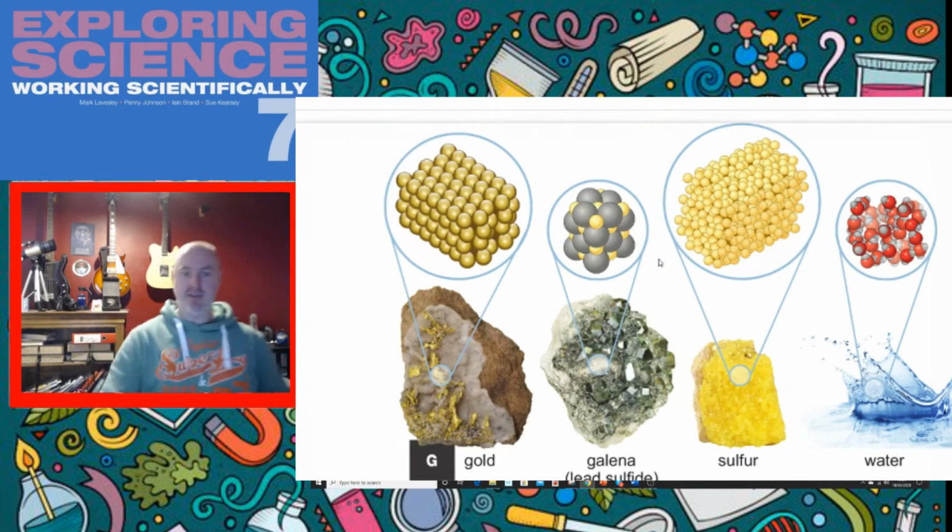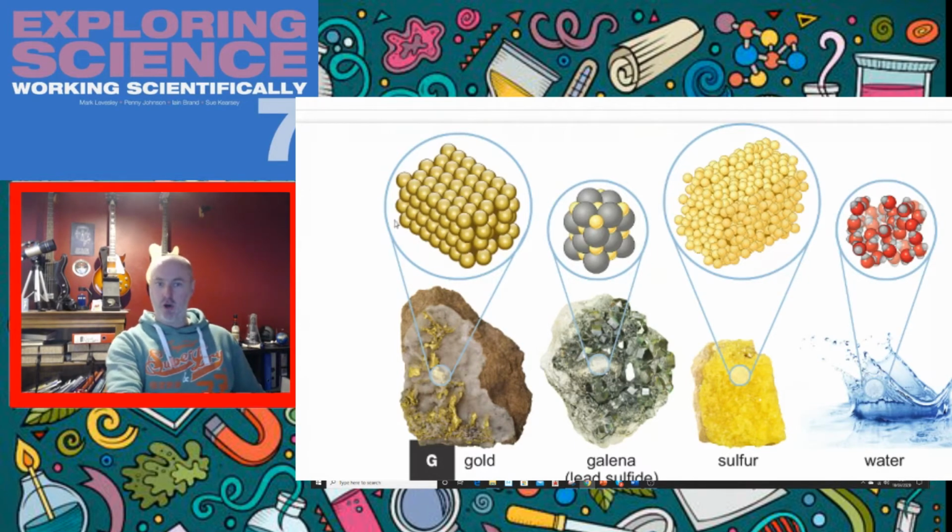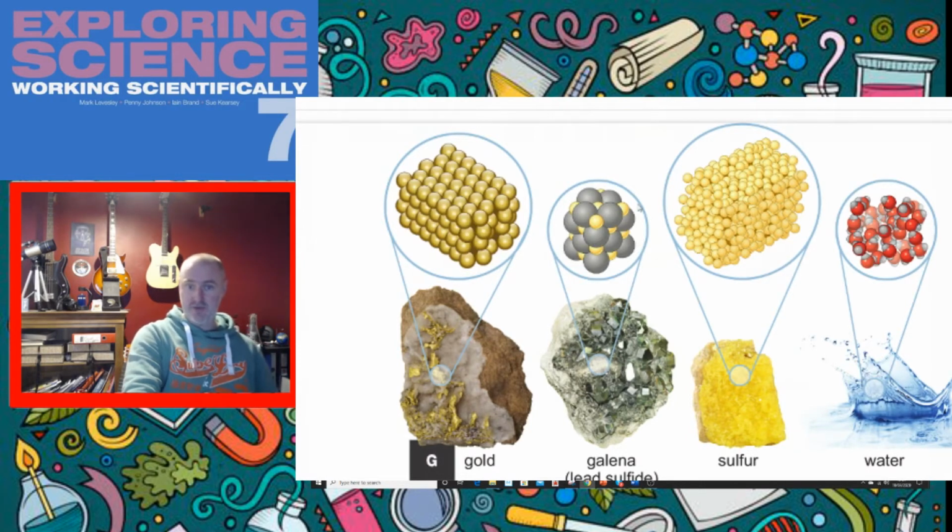Okay, so here I have some substances. On the left-hand side, I've got gold. Okay? Now I have many atoms in my gold block. And next to it, I have this substance called lead sulfide. Now, what do we notice about gold and lead sulfide? What do we notice is the difference between them?